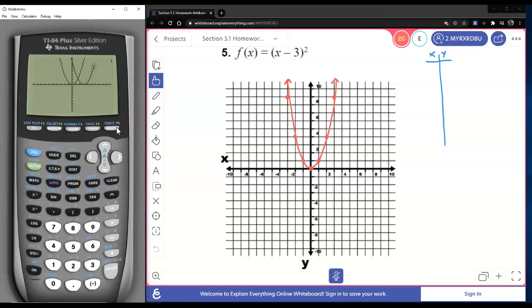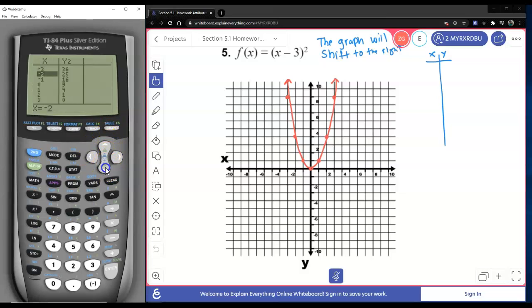Okay, so if you want to write this down, the graph will shift to the right. If you want to look at the table, you're going to have to deselect the parent function, and then we're going to go ahead and look at our table.